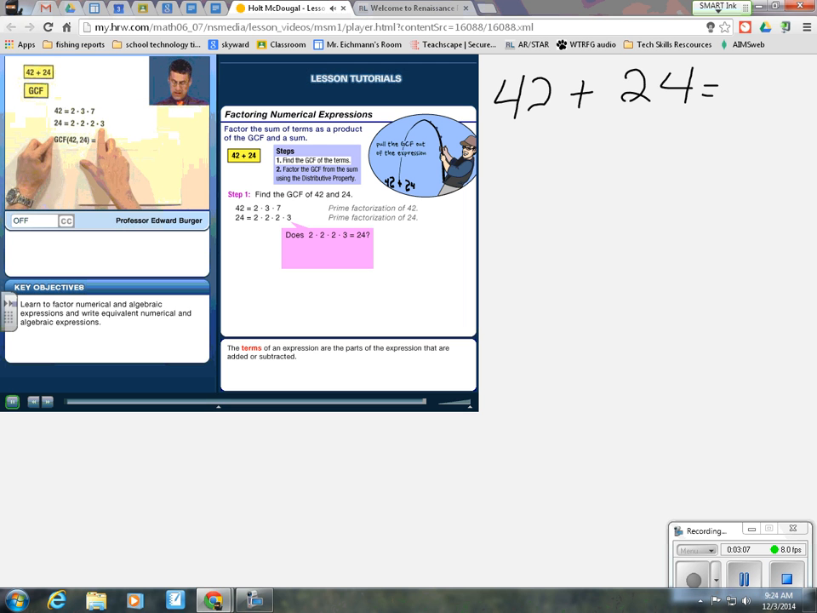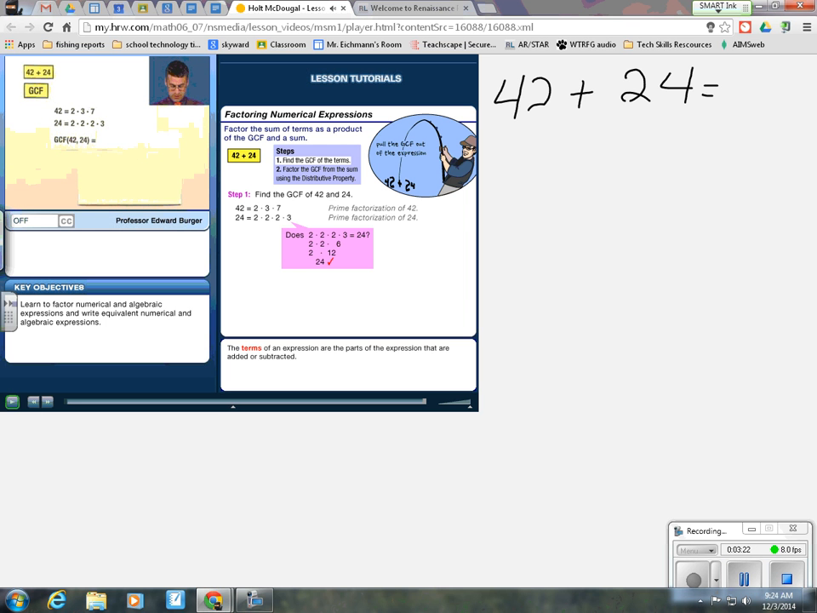What's 2 times 3? That's 6. Now, why would you let me say 12? 2 times 3 is 6, but times 2 is 12, and times another 2 is 24. You can see, you get the product of these, you get 24.